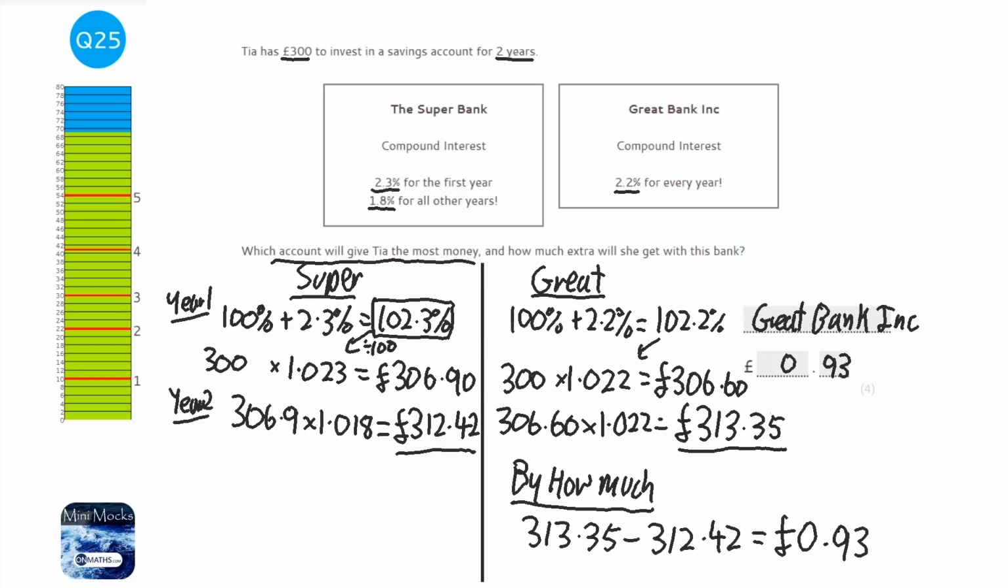And actually, technically, you shouldn't have rounded them until you got the answer. But on a question like this, where you're rounding it to the actual money she would get, they wouldn't pay her half a penny, then either answer would be correct. And in this bit here, you could have done all of this just as one bit. You could just have written 300 times 1.022 times 1.022 or times 1.022 squared.